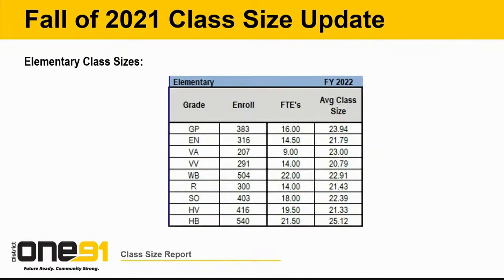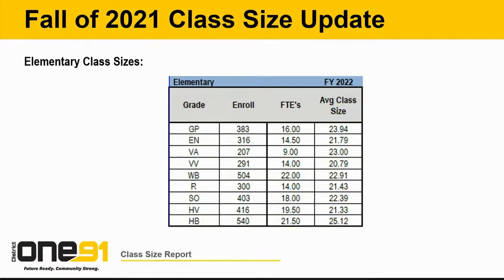When we look at our buildings for elementary, I can show you the enrollment and then also the general FTEs that have been allocated to those buildings as well. And then you can see the average class size. This is just based on our general numbers. We've had this discussion in the past.